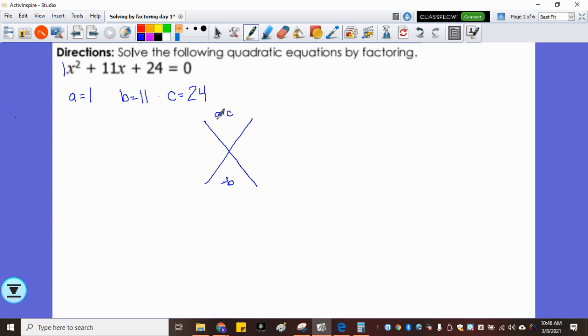So we want to know what multiplies to AC. A times C is 1 times 24, which is 24. And we want to know what adds to B, which is 11. So two numbers that multiply to 24 and add to 11.